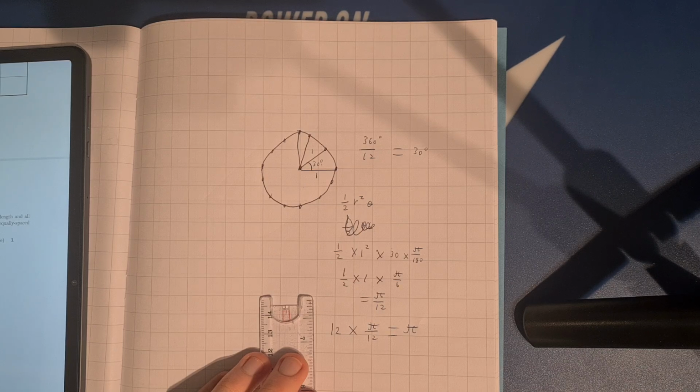Alright then. Well, in the area of this polygon, are any of them close to pi? 3 times root 2? No. 2 times root 2? No. Just looking at the answers here.